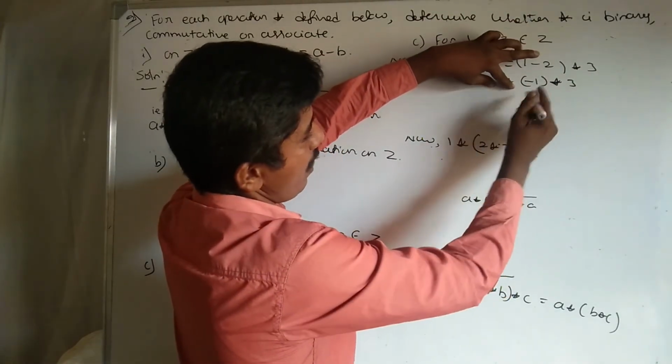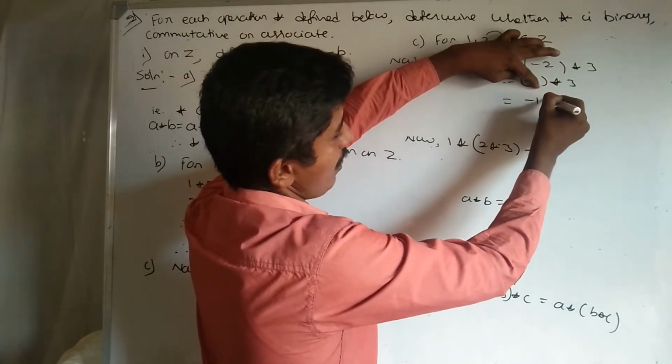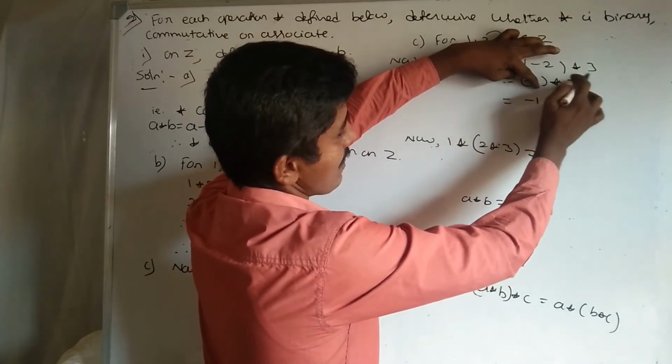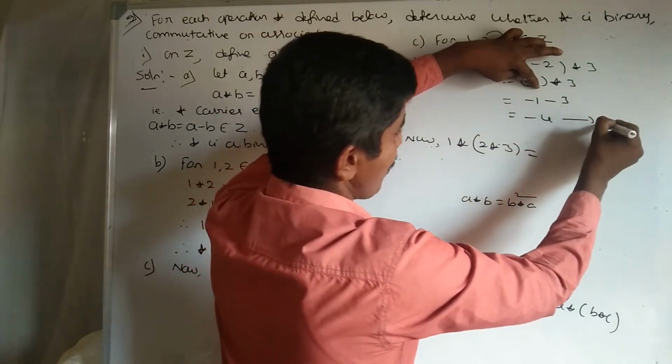Now using the binary operation A star B equals A minus B, here A equals minus 1 and B equals 3. So minus 1 minus 3 is minus 4. Call it equation 1.